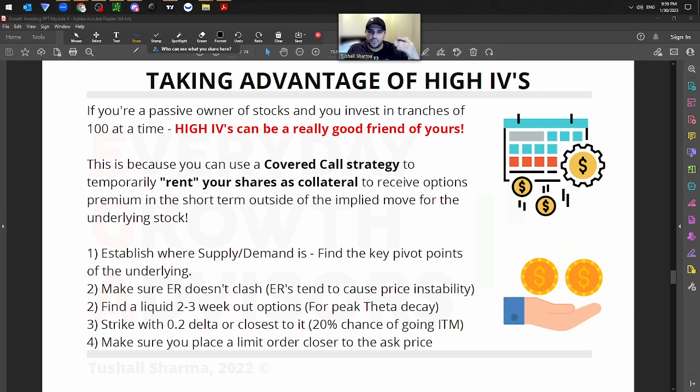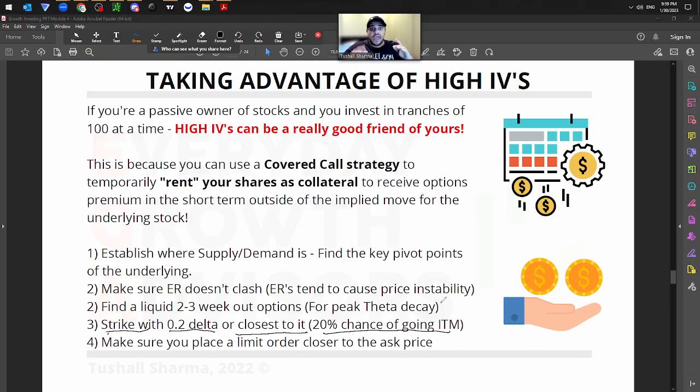And an easy way to usually find it is strike any strike with 0.2 delta or the closest to it. So this is roughly a 20% chance of the options contract going in the money. That's what we want, right? We don't want the contract to go in the money at all. We just want to take a small piece of the pie, which is a dividend for holding the 100 shares, and make that in 2 to 3 weeks, and we're happy with that, right?